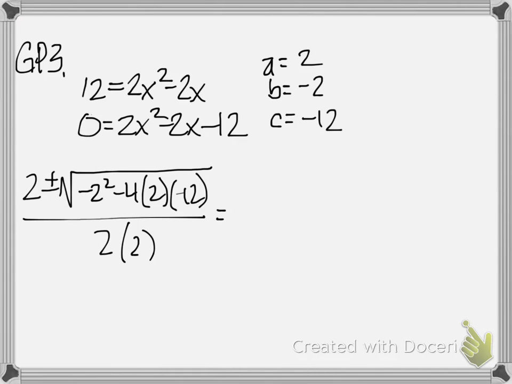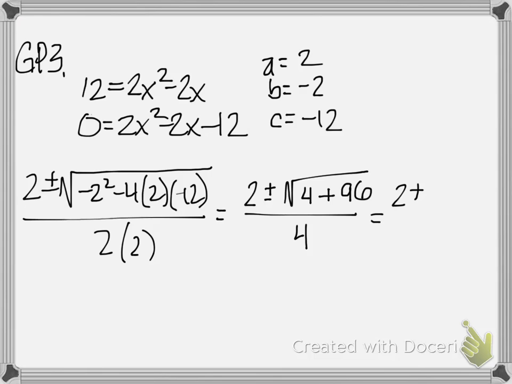So we continue with our process. We have 2 plus or minus the square root of 4. 4 times 2 is 8, and 8 times 12 is 96. A negative times a negative is a positive. So that gives us 2 plus or minus the square root of 100 over 4.